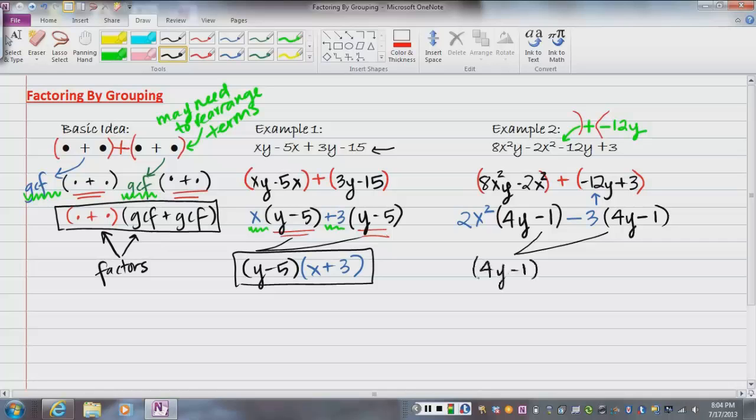My other factor is going to be this stuff left over. And this is that 4-term polynomial in factored form. Again, we can check it by foiling these two together. And that's going to do it.